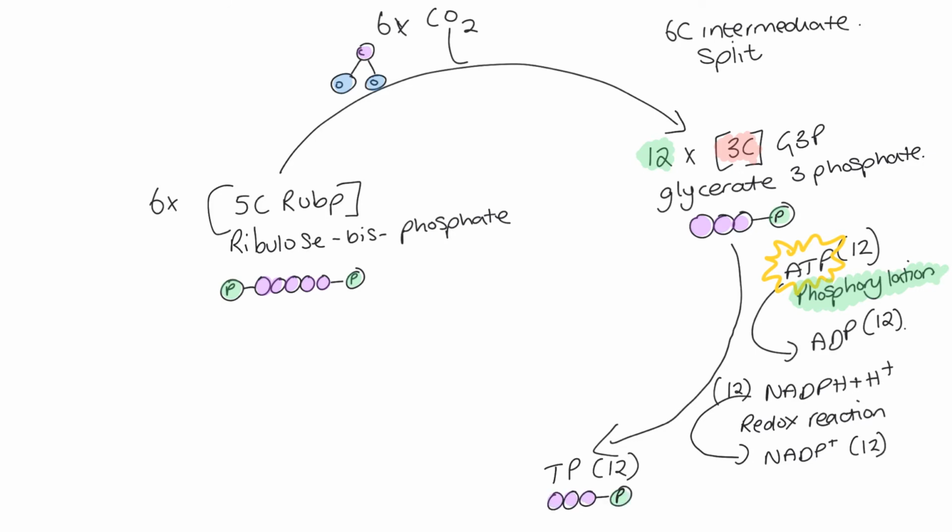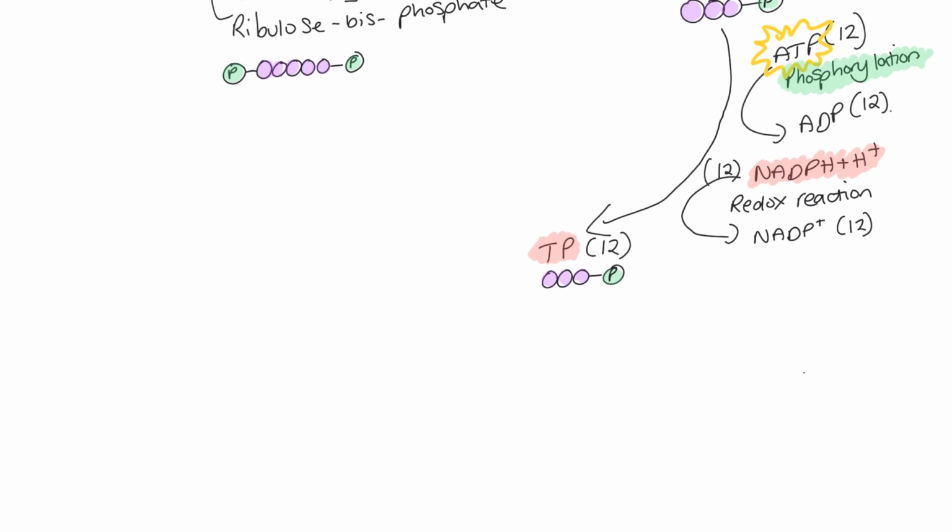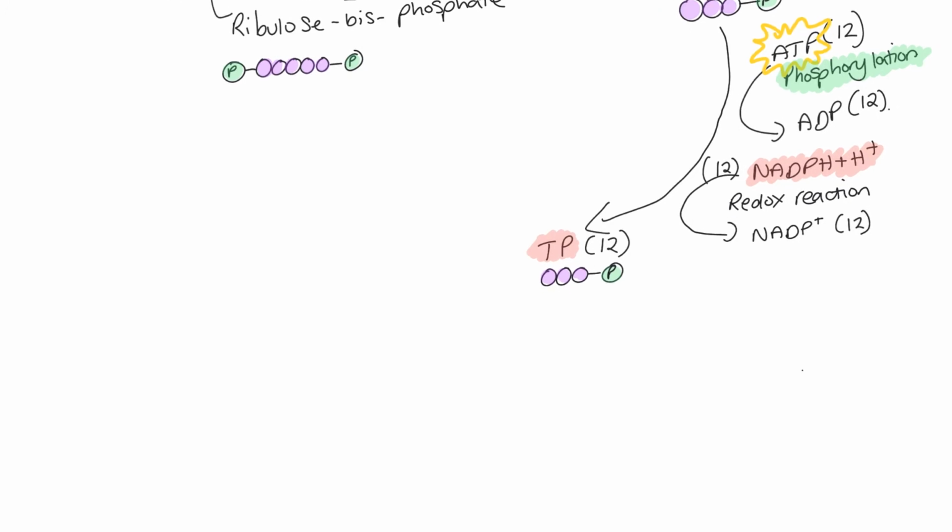So now we've got 12 molecules of the 3-carbon triose phosphate. Our glycerate 3-phosphate was phosphorylated and it was reduced. So we used the ATP and the reduced NADP from the light-dependent reaction. These triose phosphates now have 2 possible options. We've got 12 of them, each one containing 3 carbons.